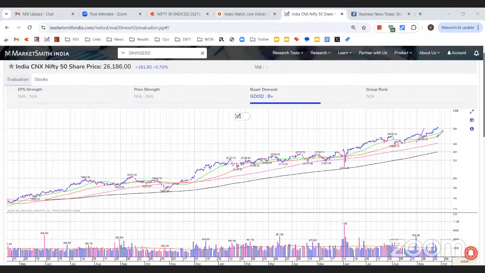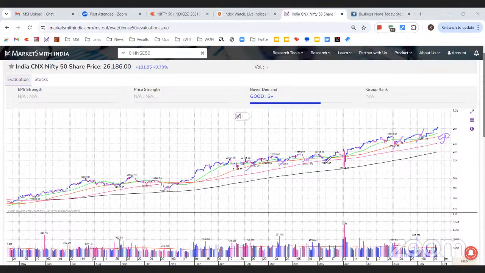If that level is breached, the next support is at its 50 DMA, which is the red line here. Historically, 50 DMA has been a very good support for the index. You can see here multiple times it has tested its 50 DMA and found very good support around that level. So that is going to be a major support level going forward.